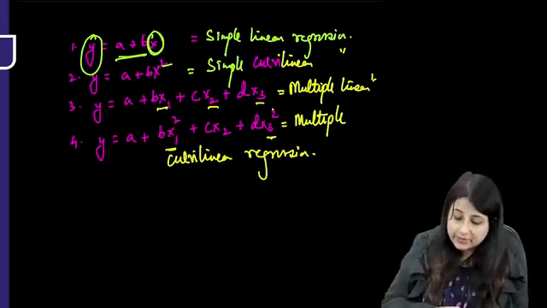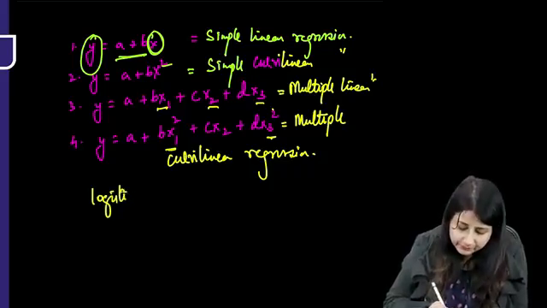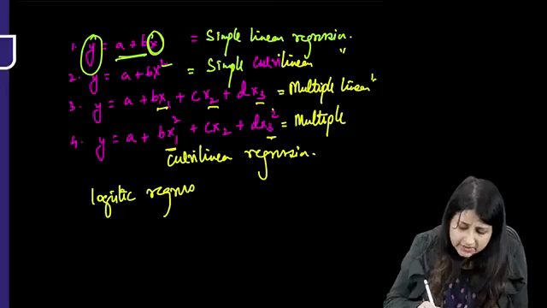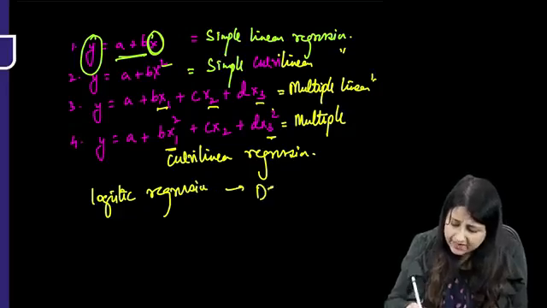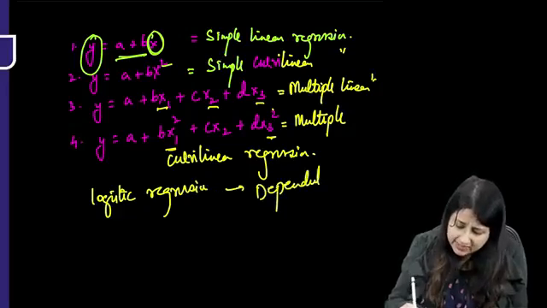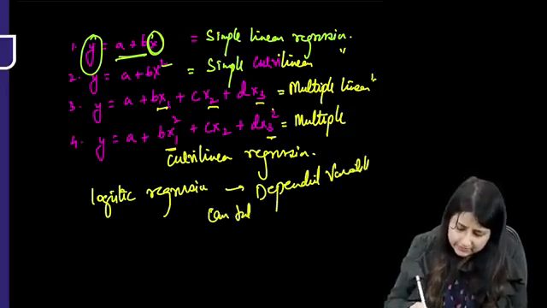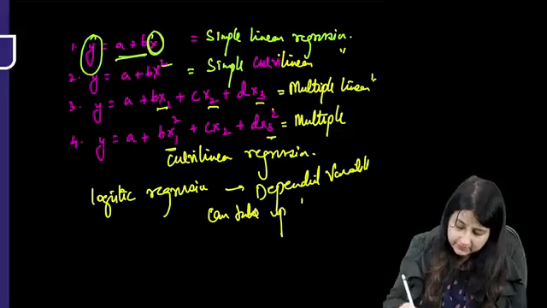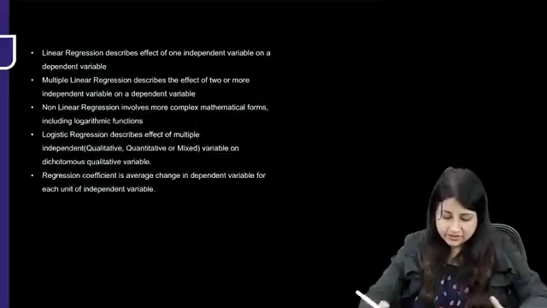Also remember one more thing, guys. Where do you use the word logistic? Logistic regression is used whenever my dependent variable can take up only two values, like yes or no.